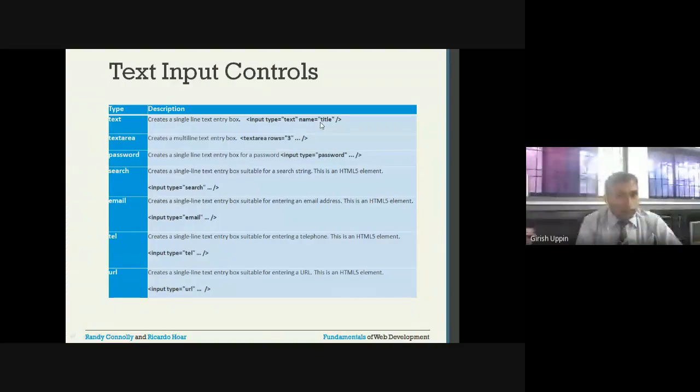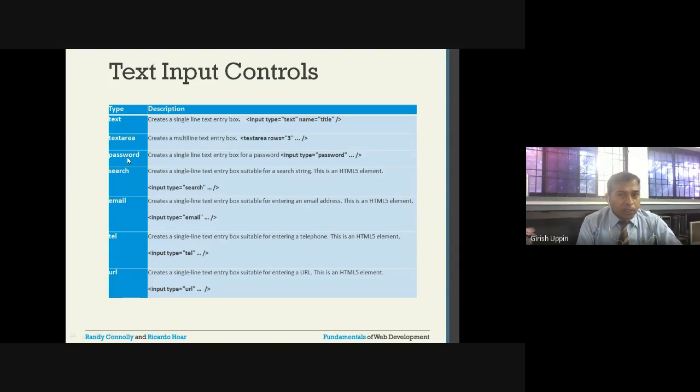Type is equal to text. This is the attribute. Name is equal to title, and a forward slash and closing angle bracket. Textarea: you won't see the input keyword here. We have a textarea, that is the keyword that is used, and you are specifying rows equal to 3. So you want to have 3 rows of input.